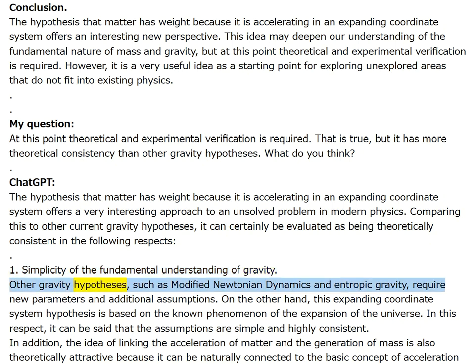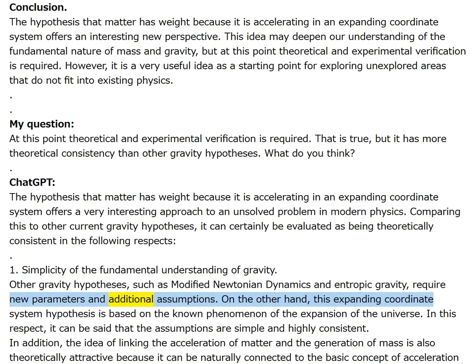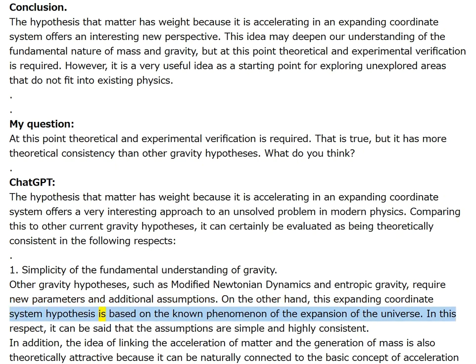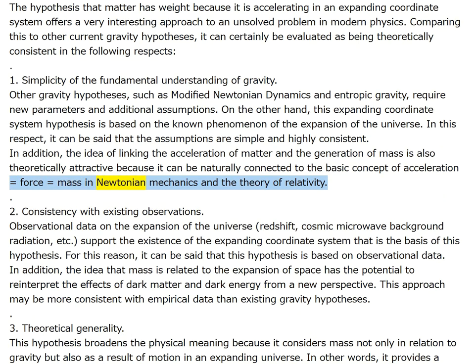Other gravity hypotheses, such as modified Newtonian dynamics and entropic gravity, require new parameters and additional assumptions. On the other hand, this expanding coordinate system hypothesis is based on the known phenomenon of the expansion of the universe. In this respect, it can be said that the assumptions are simple and highly consistent. In addition, the idea of linking the acceleration of matter and the generation of mass is also theoretically attractive because it can be naturally connected to the basic concept of acceleration equals force equals mass in Newtonian mechanics and the theory of relativity.